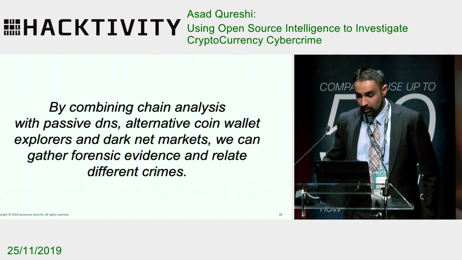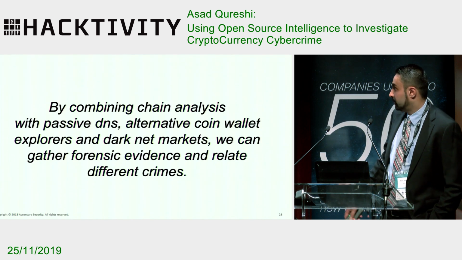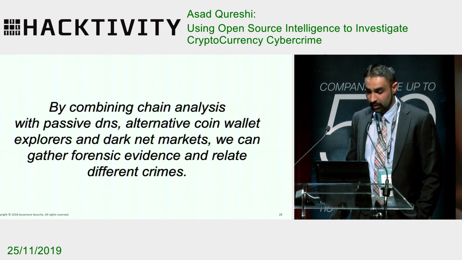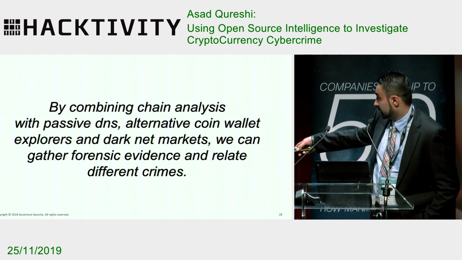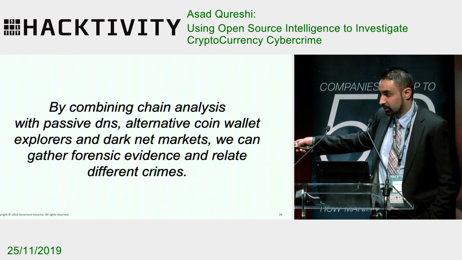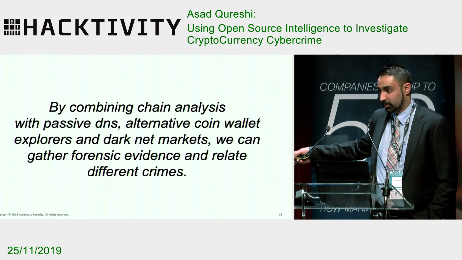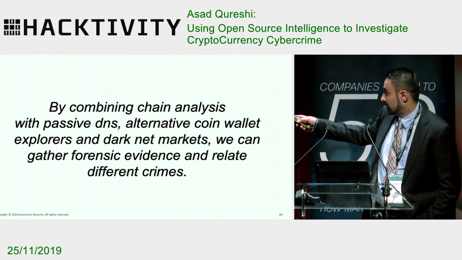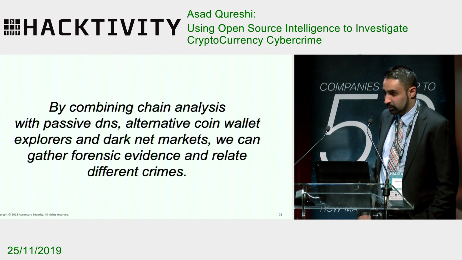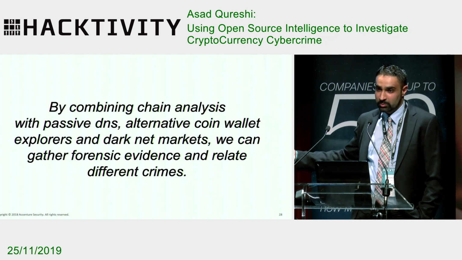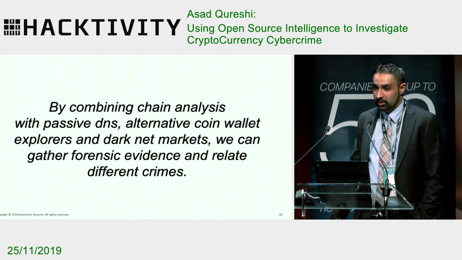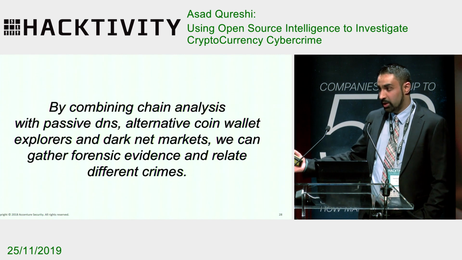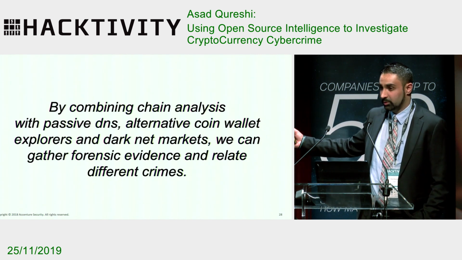Okay, so by combining the chain analysis with passive DNS, alternative coin wallet explorers and the darknet, we can gather forensic evidence and relate different crimes. I've shown an example of a case earlier where I used this technique. But usually we need much more information than that to actually determine if someone is behind that crime or not. But it will lead us a long way by combining the information using open source tools.